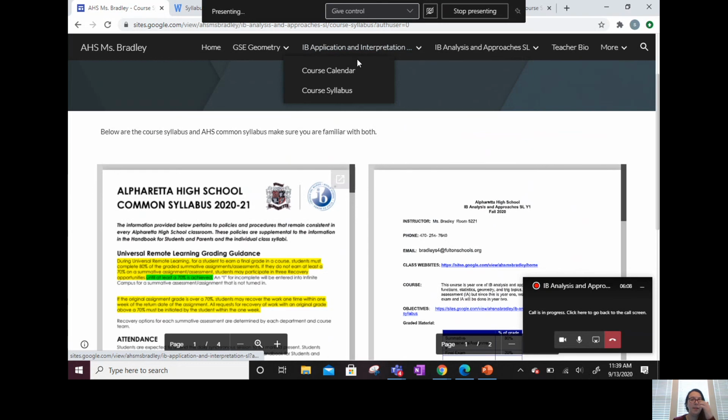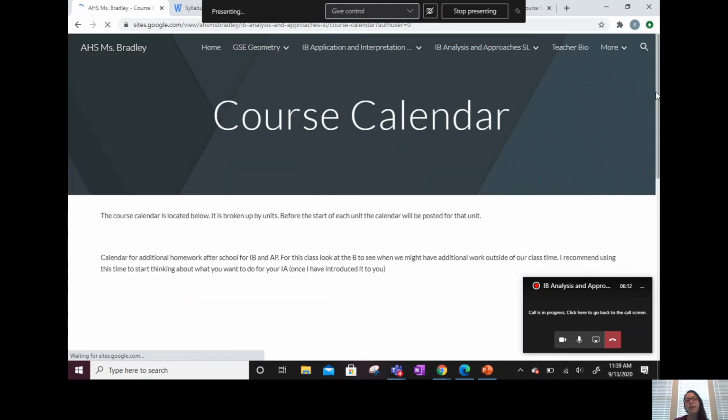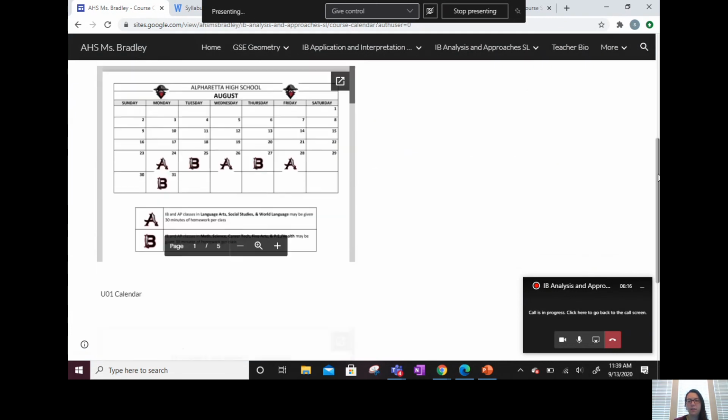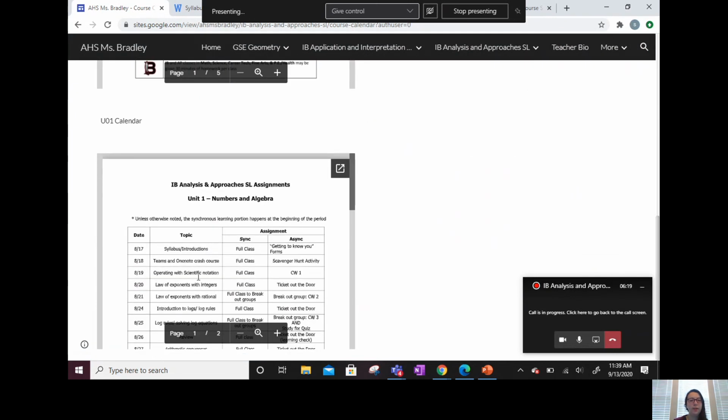Okay. And then also under Analysis and Approaches SL, there's the course calendar. I post this every unit. So if we look, I have unit 1 up here. I'm going to post unit 2. You should be able to see unit 2 by the time of curriculum night.